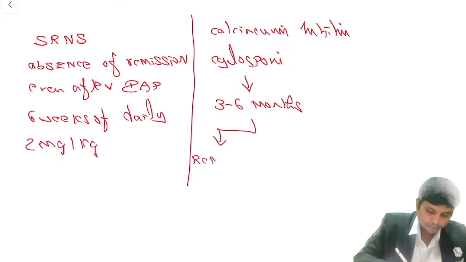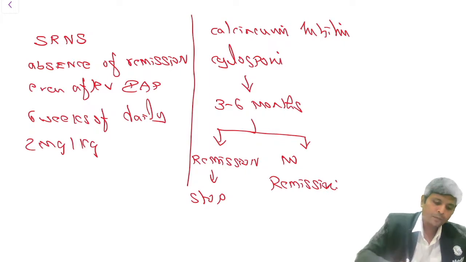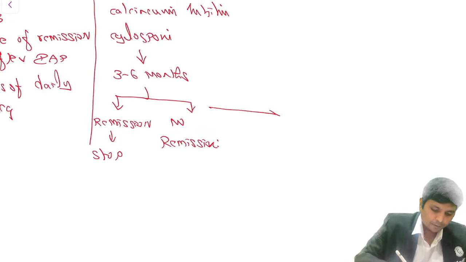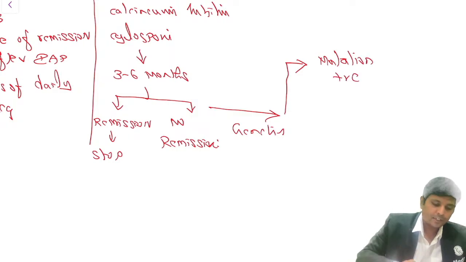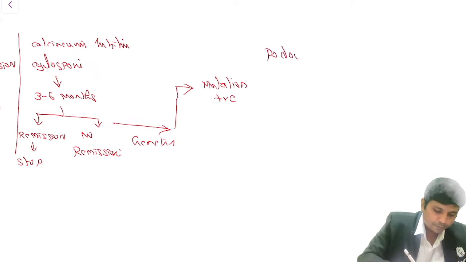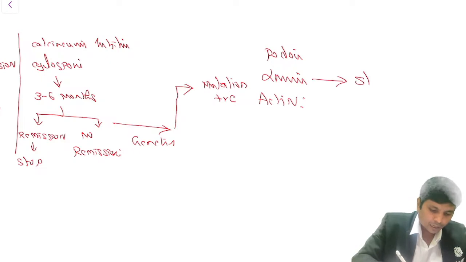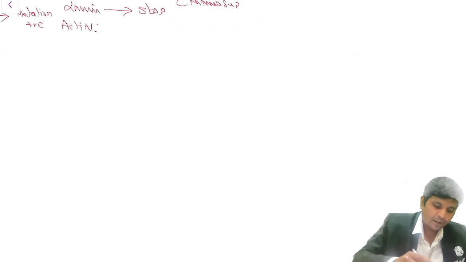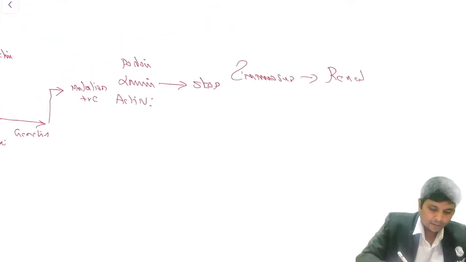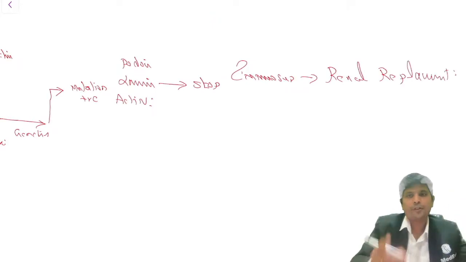In case of remission, stop all. In case of no remission, what you need to do? If remission cannot be achieved, then you need to go for genetics. If genetics shows mutation positive, what are all the mutations that can lead to nephrotic syndrome? Podocin, laminin, actin are the mutations that can be involved. If mutation is positive, stop immunosuppression and plan the child for renal replacement therapy. Anyway, the child is not going to improve with your drugs.